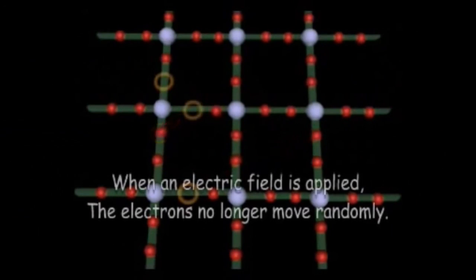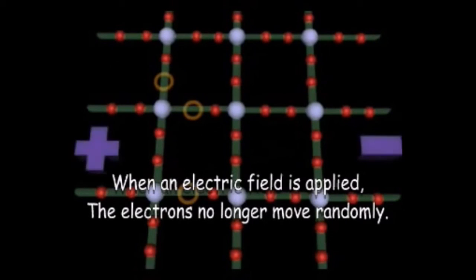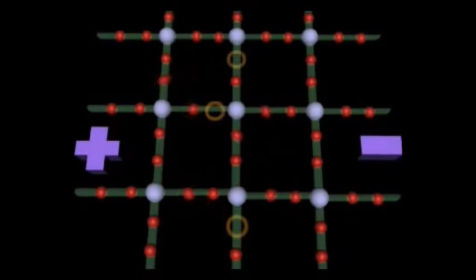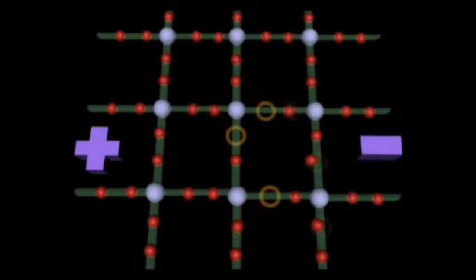When an electric field is applied, the electrons no longer move randomly. The electrons are urged to fill the holes. The holes move in the direction of current, while the electrons move in the opposite direction. The movement of electrons is one type of current in a semiconductor called electric current.